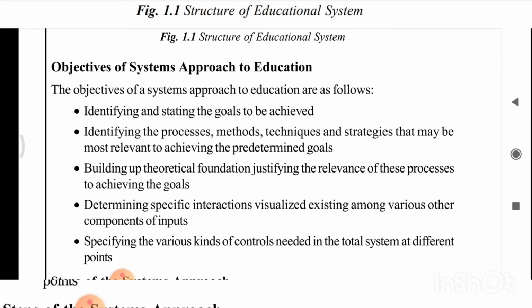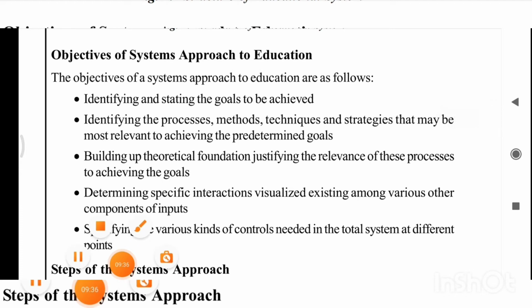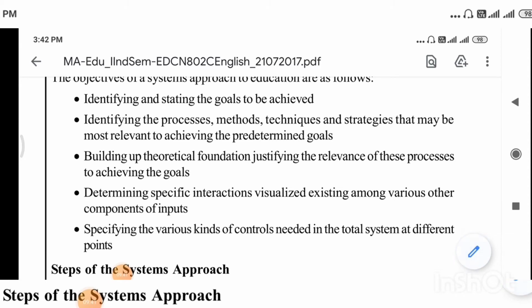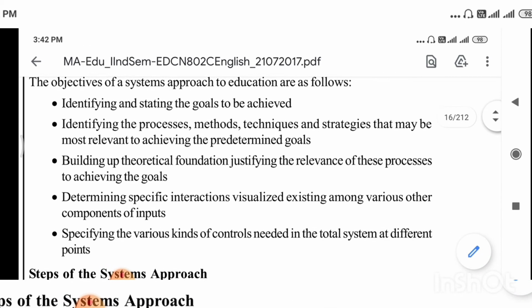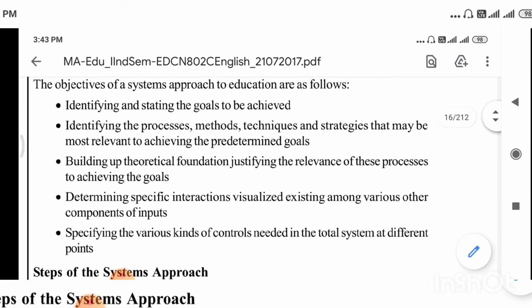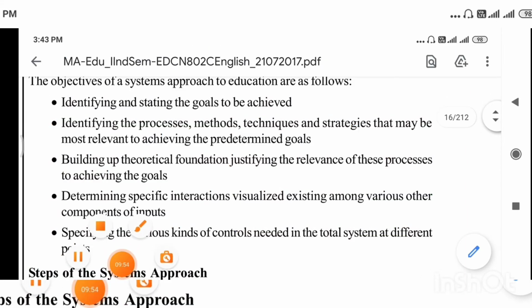The system should know what their goal is. Supposing it's a school, or supposing it's an IIT engineering college, the college should know what they are going to achieve, what kind of students they are going to produce. Their goal should be clear, that goal should be clear to be achieved. Second thing, identifying the process, what the system needs to do.